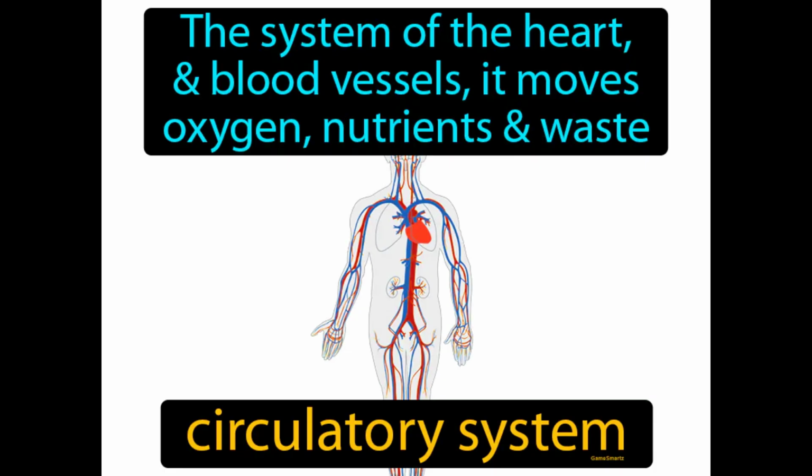The system of the heart, blood, and blood vessels. It moves oxygen, nutrients, and waste. Circulatory system. It is the body's network that transports blood, delivering essential substances like oxygen to cells and removing waste.